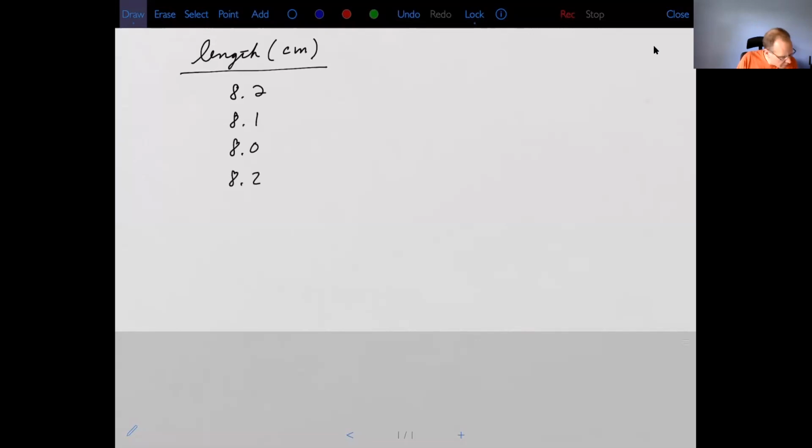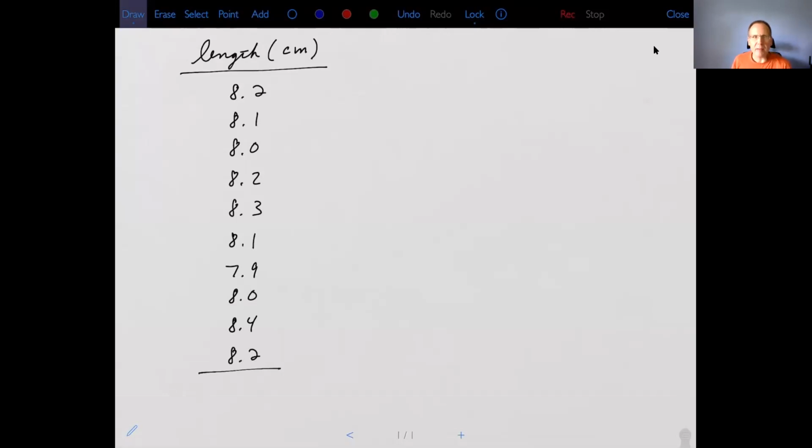Okay, so I have 10 measurements of the length. Let me write down those measurements. So length, which is in centimeters, I have 8.2, 8.1, 8.0, 8.2, 8.3, 8.1, 7.9, 8.0, 8.4, and 8.2.